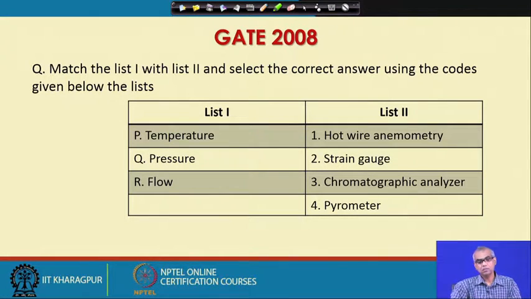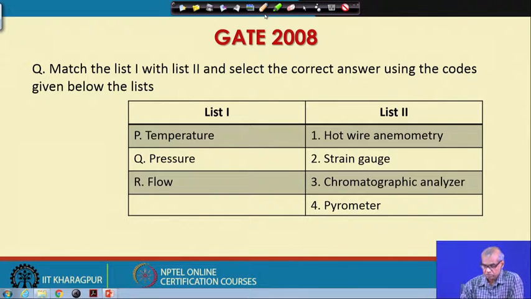Another question from year 2008. Match the list 1 with list 2 and select the correct answer using the code given below the list. Basically, you have to match temperature, pressure, flow from list 1 with the measuring instruments mentioned in list 2.